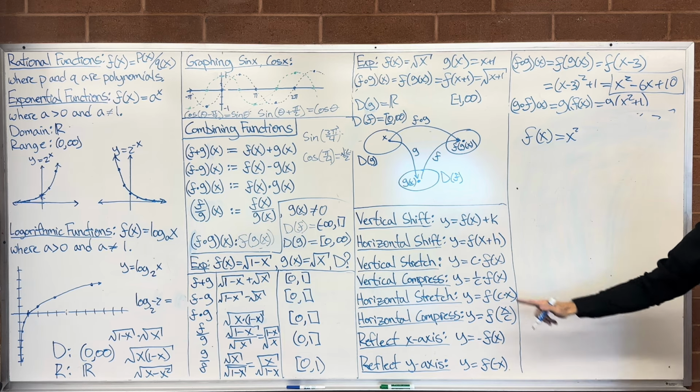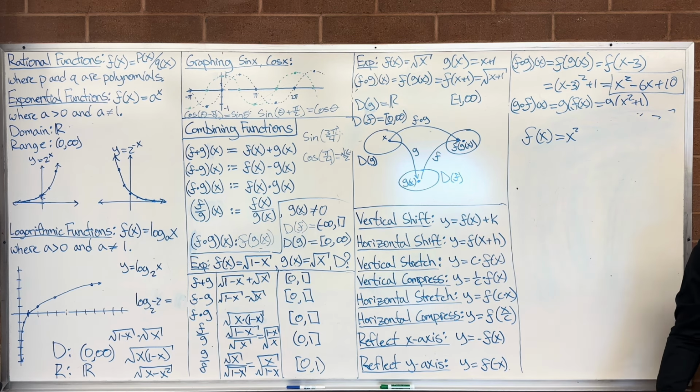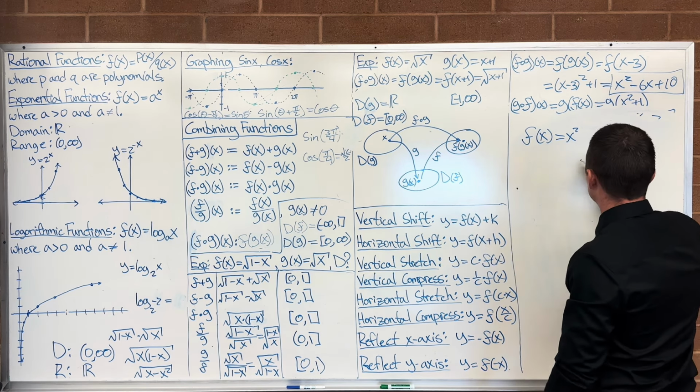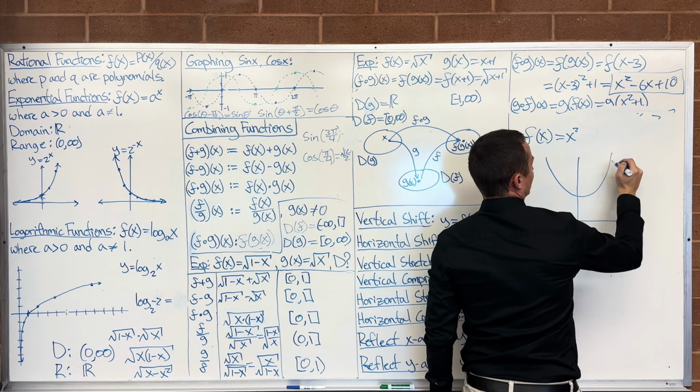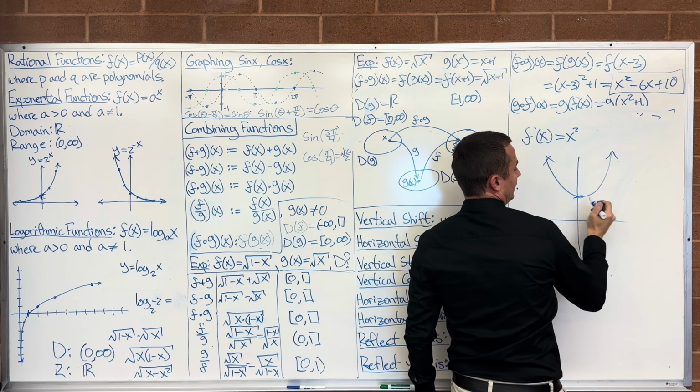With me? Then what is f of x plus k? What does adding k do? You move up on the graph. It's going to shift it up like that, so it crosses here at k.